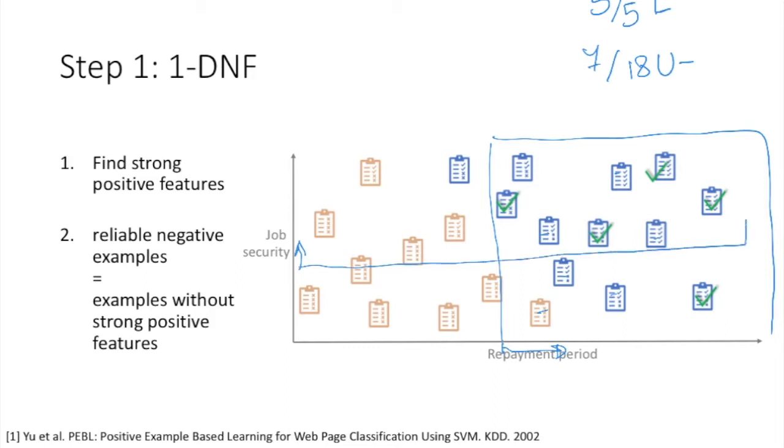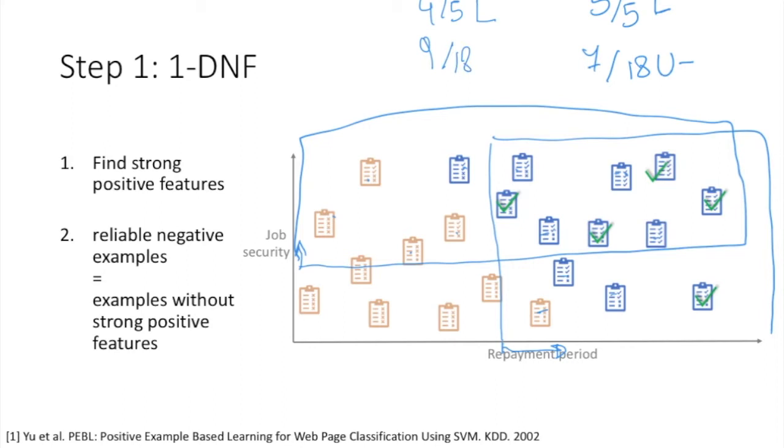So all of these examples have this feature. Here we would have 4 out of 5 of the labeled examples actually have this feature, while it's 1, 2, 3, 4, 5, 6, 7, 8, 9 out of 18. So only half of the unlabeled ones have this feature.